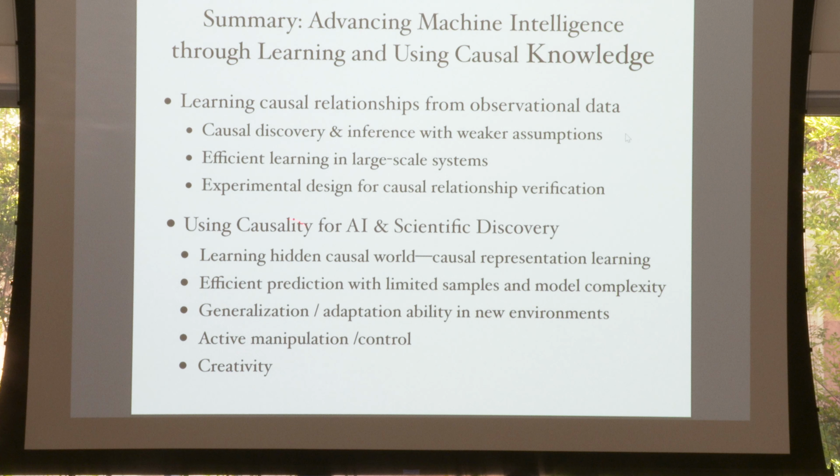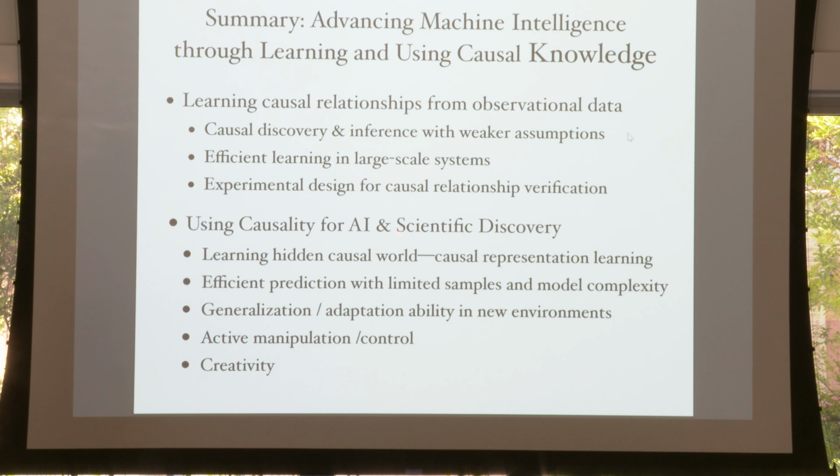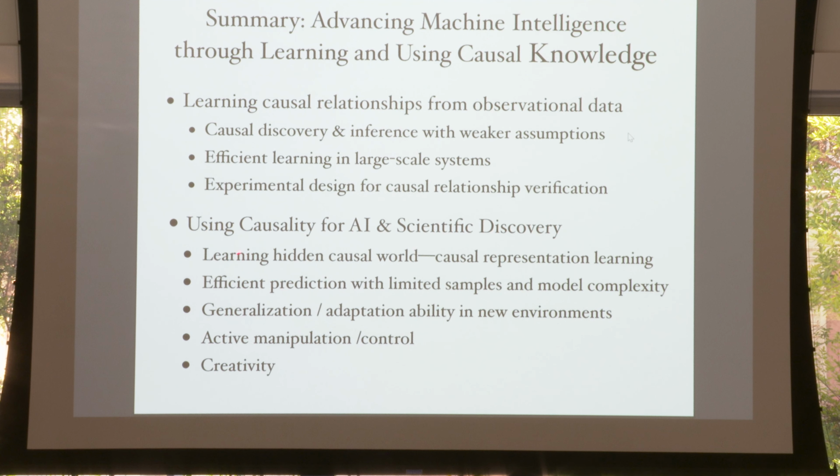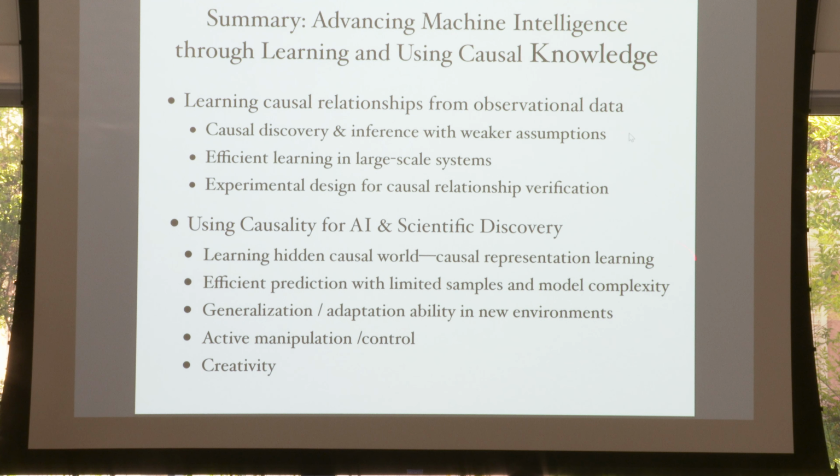Also, we have seen how to use causality for AI and scientific discovery. We can see it's important to learn the hidden causal world by causal representation learning. We have seen causal understanding can help us achieve efficient prediction with limited samples and model complexity. It provides us better generalization and adaptation ability in new environments, and it's essential for active manipulation and control, as well as for creativity to answer what-if and why questions.